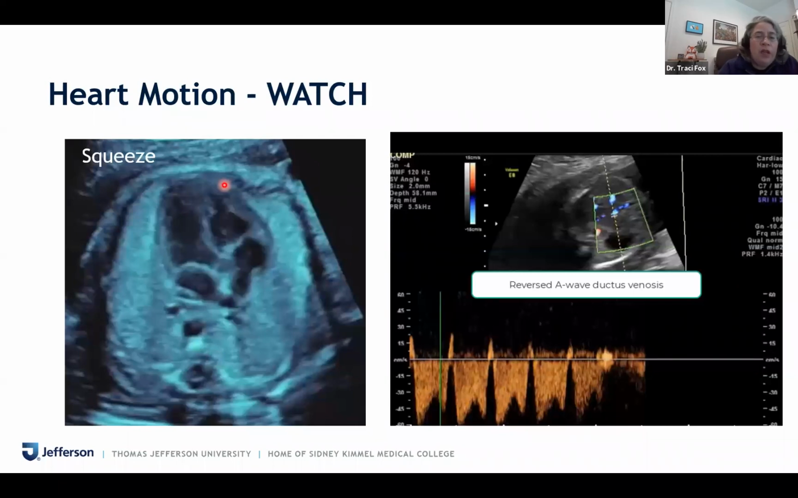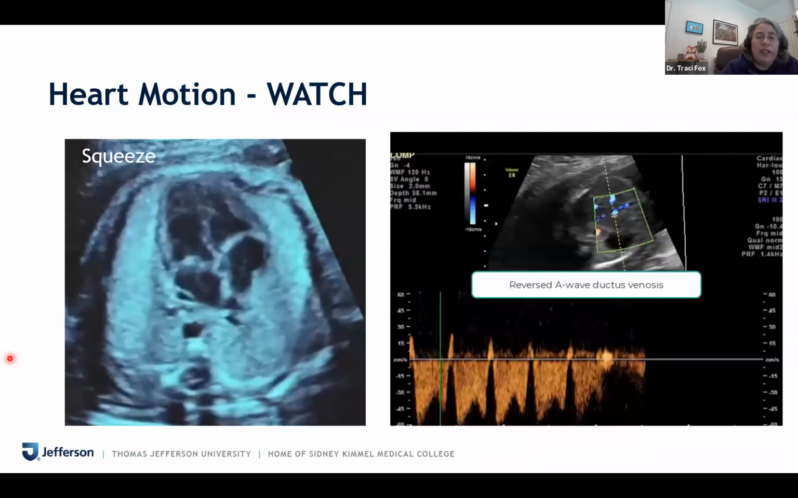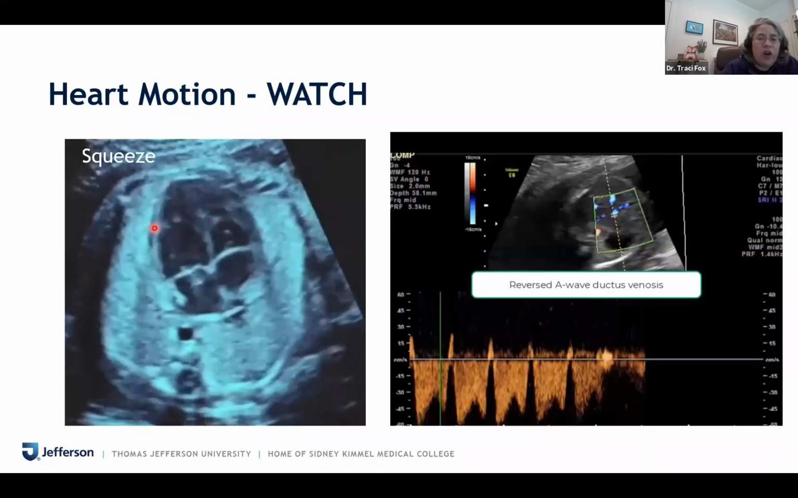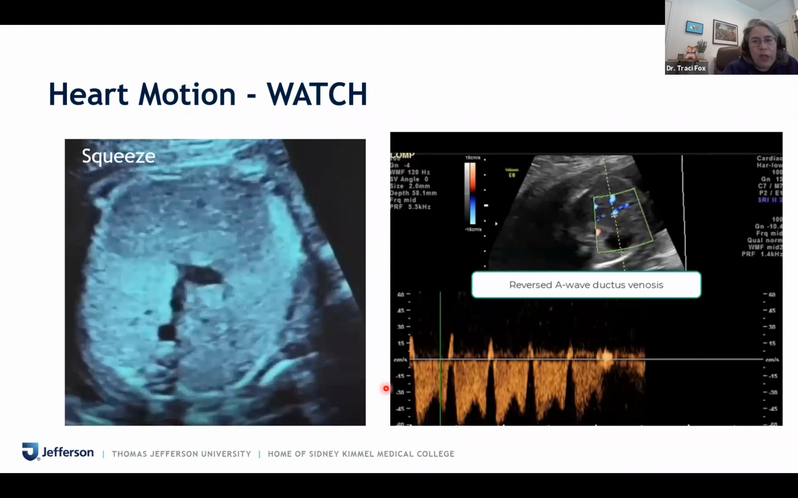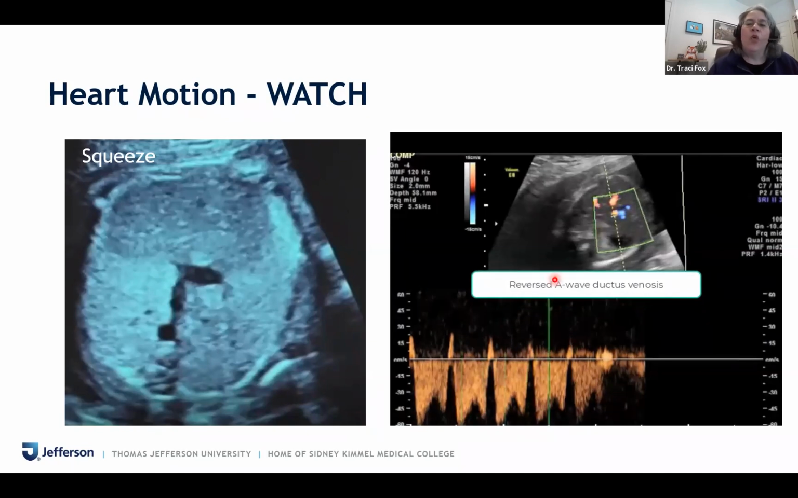Heart motion. This is what we talk about when we say we want to see squeezing. Notice the heart muscles squeezing, the ventricles get smaller. Now, first of all, look at this ductus venosus. If you remember my talk from the other day, I talked about what the ductus venosus should never do: it was touch the baseline or cross it. So we have a reversed A wave in the ductus venosus. You already know this heart's going to be abnormal. Watch the heart motion.